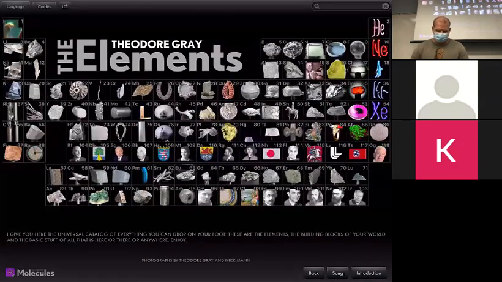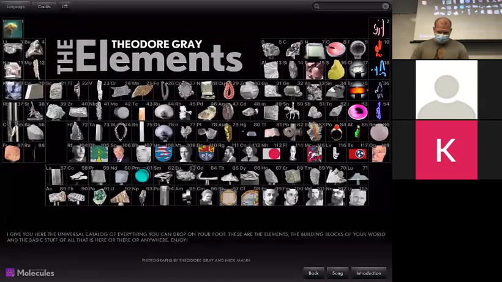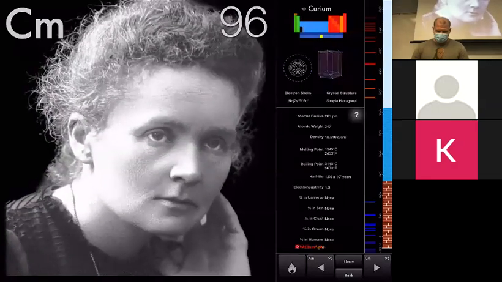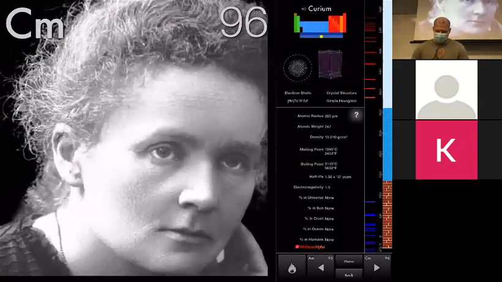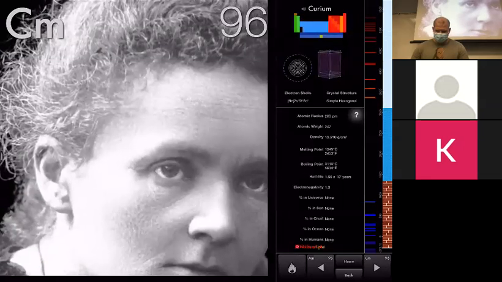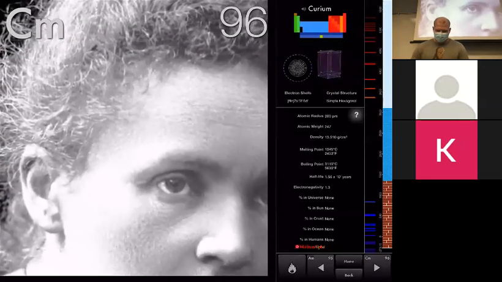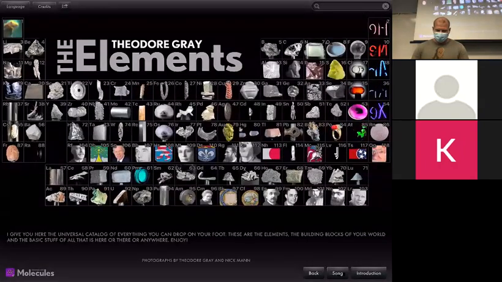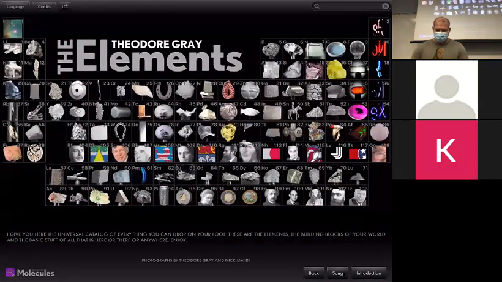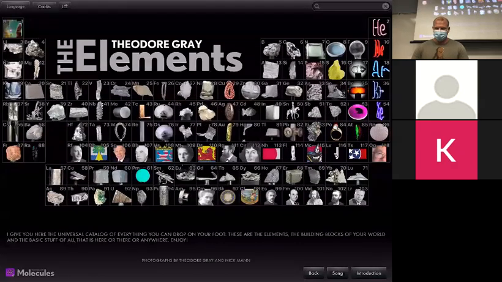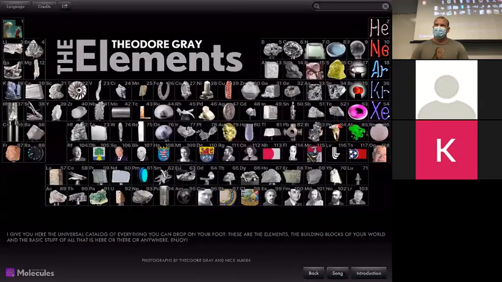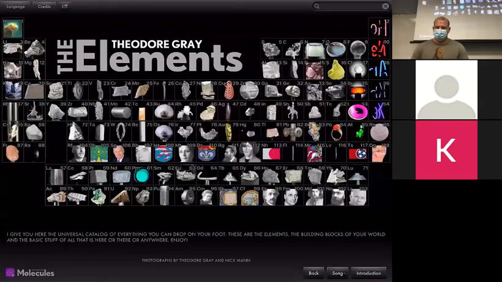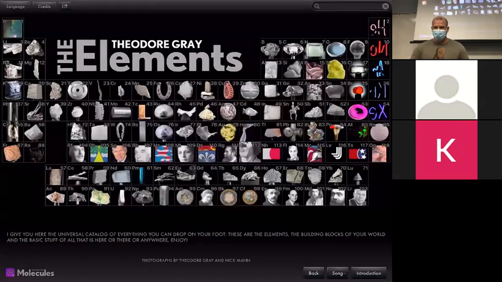Here's curium. There's Marie Curie. And she won 2 Nobel Prizes. She and her daughter won one too. Talk about an incredible person, winning 2 Nobel Prizes, and then your daughter earning one. Was their daughter a chemist too? A physicist, yeah.